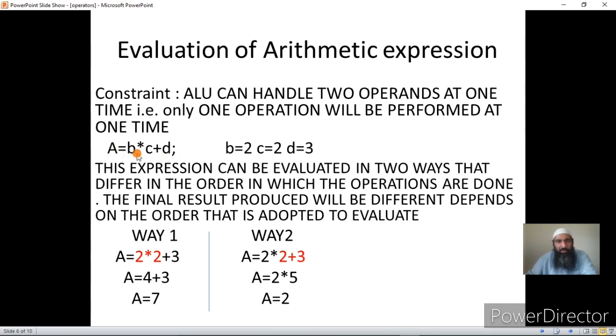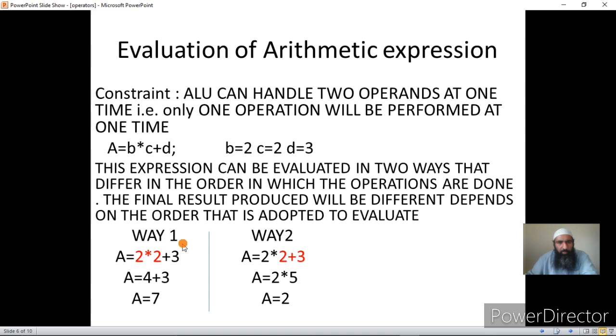Now let us take an example of this. Suppose I have an expression like this, where a is equal to b into c plus d. My expression is b into c plus d. Now I assume that b has the value 2, that is my variable has the value 2, and c has the value 2, and d has the value 3. Now this expression can be evaluated in two ways depending on the order in which the operations are performed. We can either do multiplication first or we can do addition first.